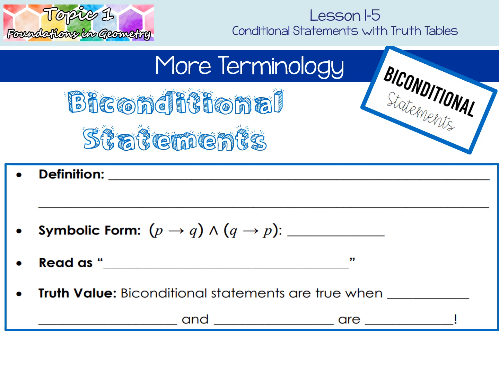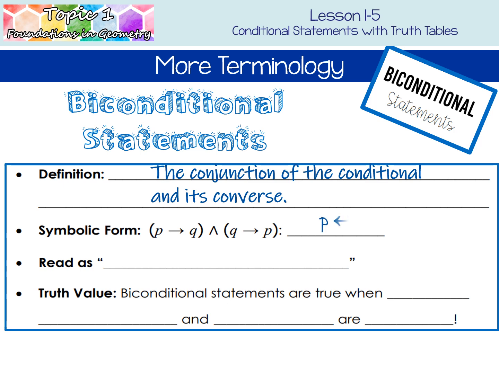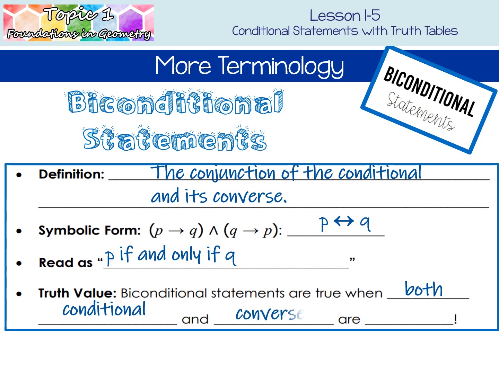Biconditional statements, more terminology, definition. It's the conjunction of the conditional and its converse. There it is in symbolic form. That's P implies Q and Q implies P. Or you can write it with an arrow that goes in both directions. And you read that as P if and only if Q. Truth value. Biconditional statements are true when both the conditional and converse are true.